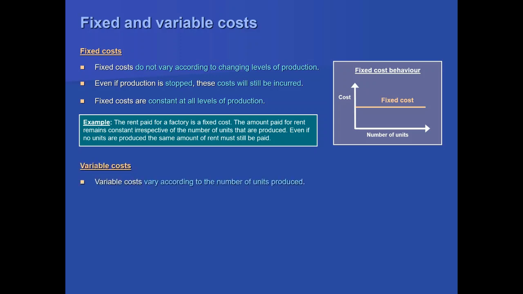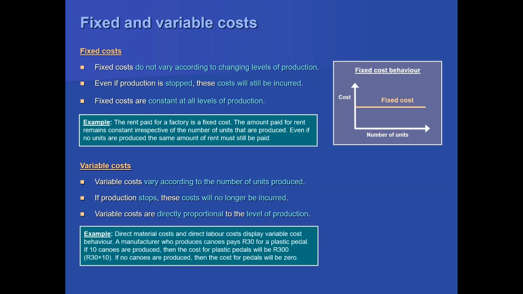Variable costs vary according to the number of units produced. If production stops, these costs will no longer be incurred. Variable costs are directly proportional, therefore, to the level of production. As an example, the direct material costs and direct labor costs display variable cost behavior.